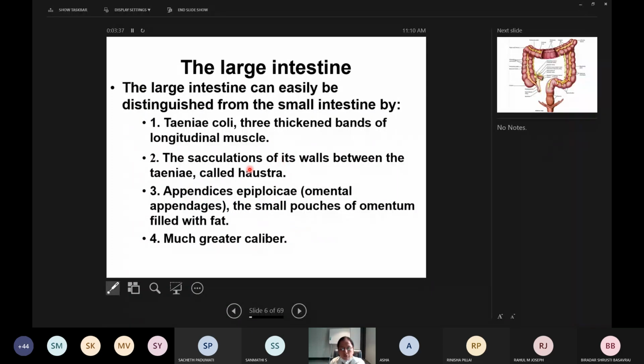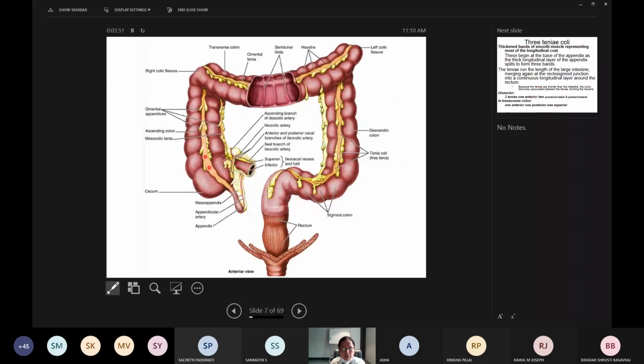So how are we going to differentiate between the small intestine and the large intestine? Can anyone tell what the gross differences are? Anyone remembers what you have read? What are these bands called? Or these yellow pockets? What are these dilatations called? No idea?